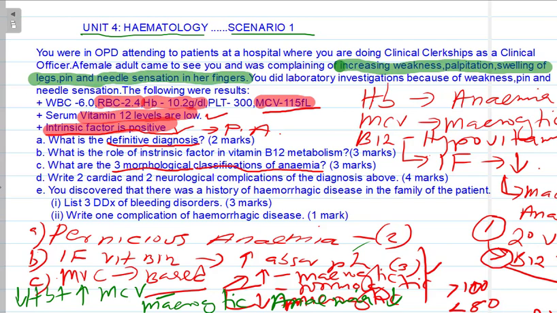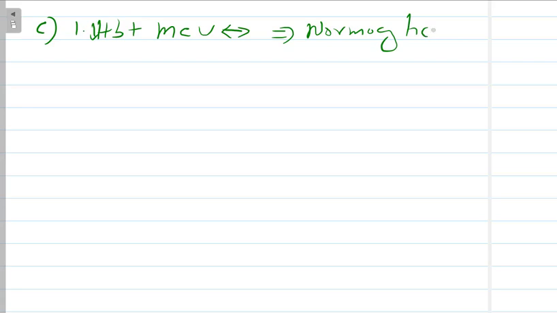Okay, so let's try to go on our new page so that we can look at these classifications. So in short, classifications on C, we have number one, HB, we know that's already low, plus MCV that is normal, then that is called normocytic anemia. So in the exam, we are interested in just writing normocytic anemia. For me, I'm just trying to provide the concept.